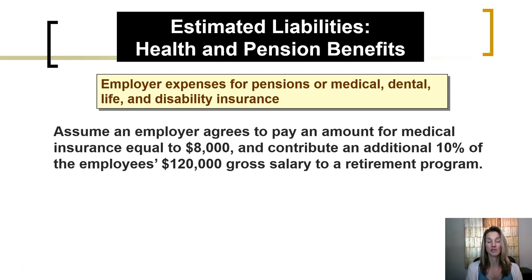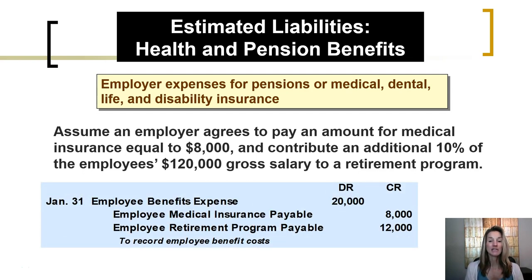Assume an employer agrees to pay an amount for medical insurance equal to $8,000 and contribute an additional 10% of the employee's $120,000 gross salary to a retirement program. They need to record the expense. In addition to that, they also need to record the amount of the expense as a liability. The amount recorded will be an estimate of what the actual expense and liability will be.